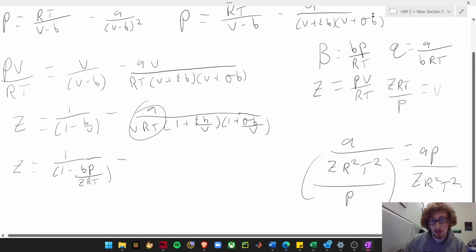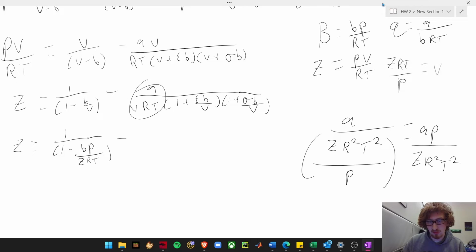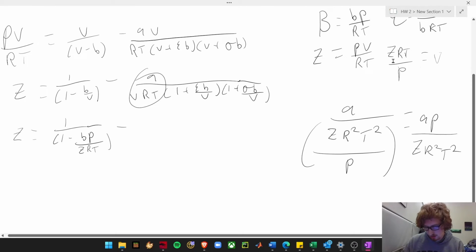And maybe you can see where we're going with this, but now we're getting closer and closer to being able to substitute for our beta and our Q. So let's go ahead and write that down over here. This time we'll say we have our A times our pressure over Z R squared T squared. And we're going to do the same thing over here as we did over here.